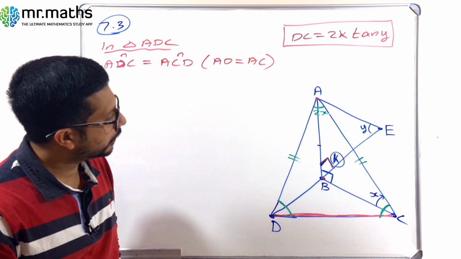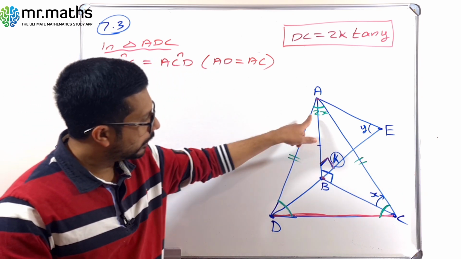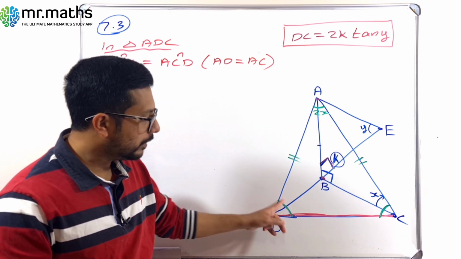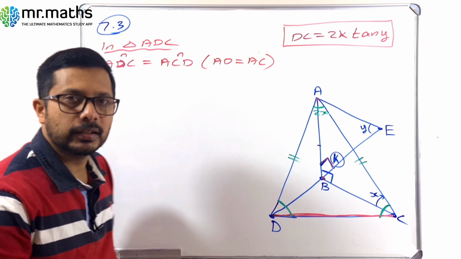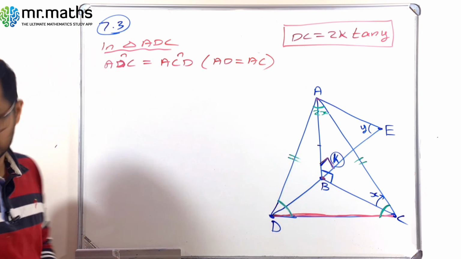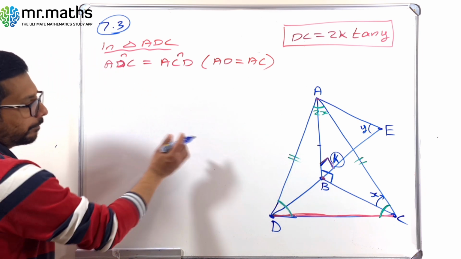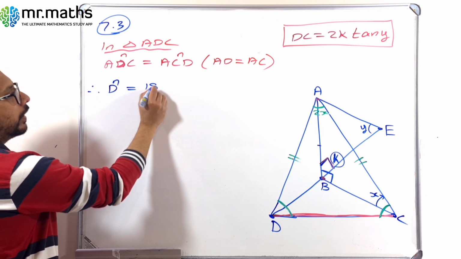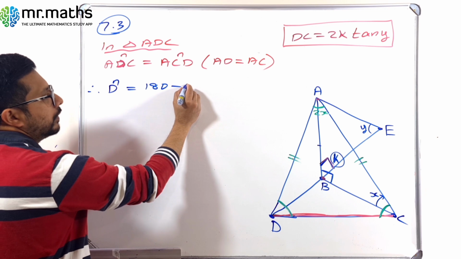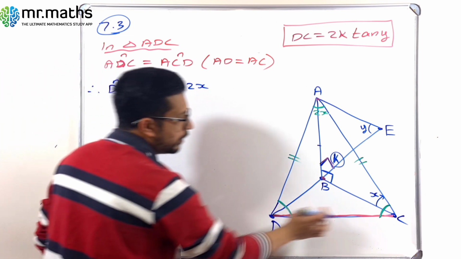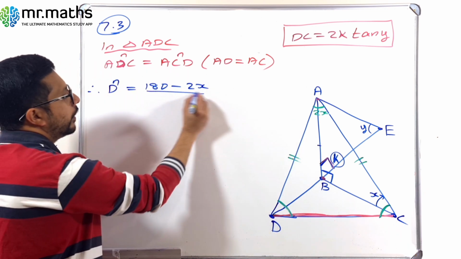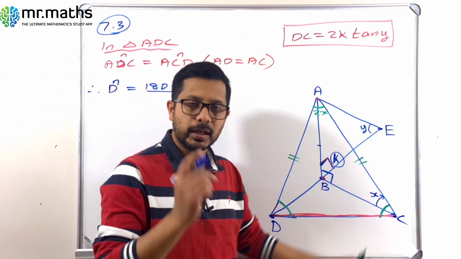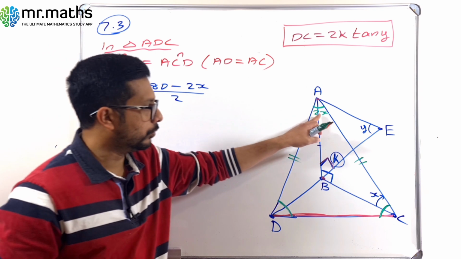Now what? This angle is 2x, angle A is 2x. So what about angle D? How can you find angle D? Angle D is 180 minus that 2x, divided by 2, since these two angles are equal. Even angle C is the same thing: 180 minus this angle 2x.